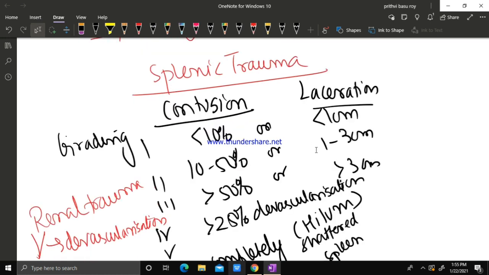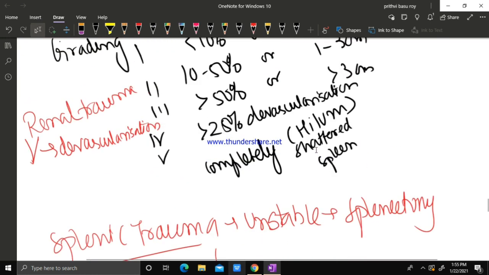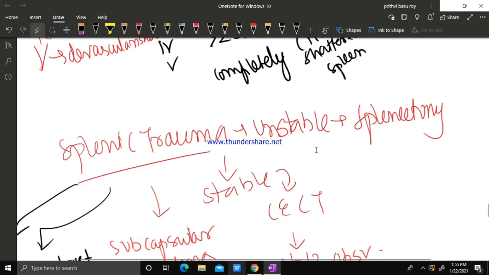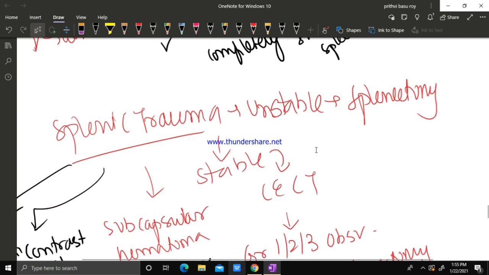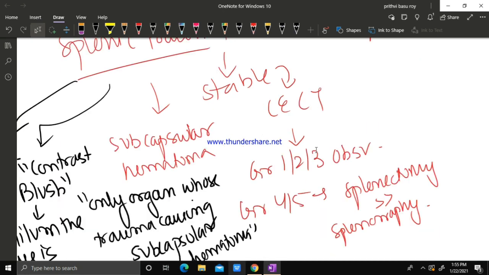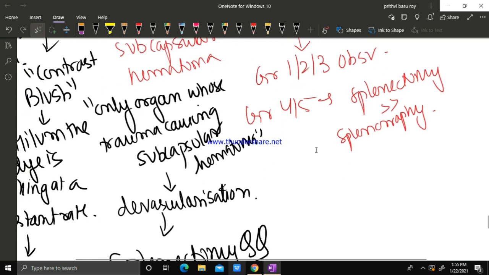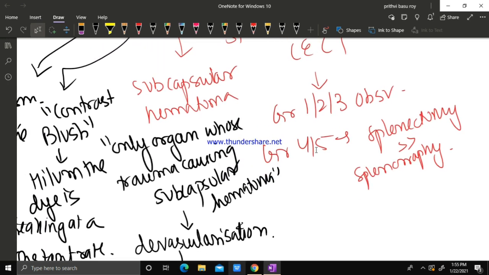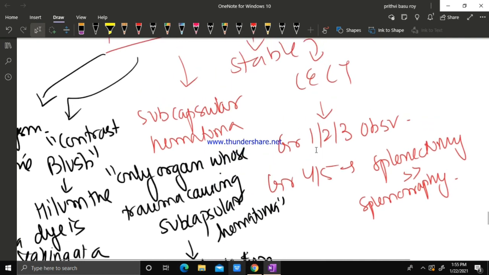Now, splenic trauma, you will need to write the grades. You write the grades according to CECT and compare it with the renal trauma grades. If the patient is unstable, you do a splenectomy. If the patient is stable, do a CECT, see the grade, observe. If grade 1, 2, 3, observe; if 4 and 5, splenectomy. Subcapsular hematoma will progress to rupture, so go for splenectomy.